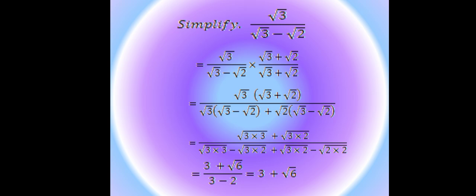Simplify the square root of 3 all over the square root of 3 minus the square root of 2. Now if we simplify, we get 3 plus the square root of 6.